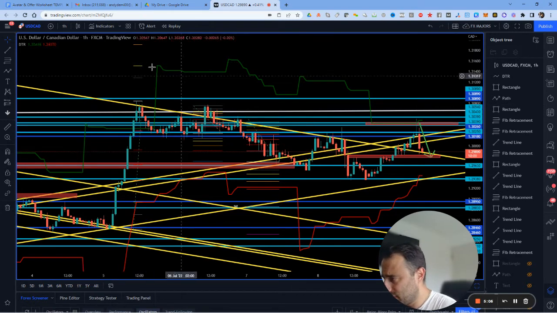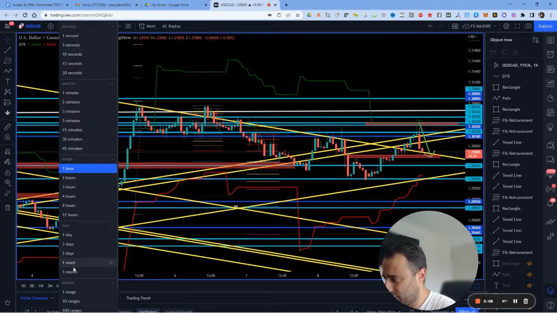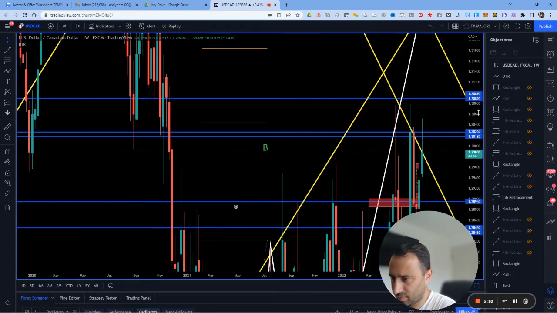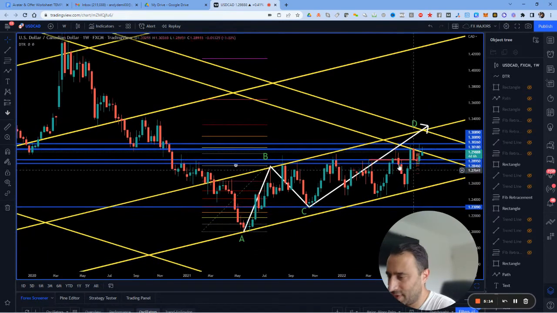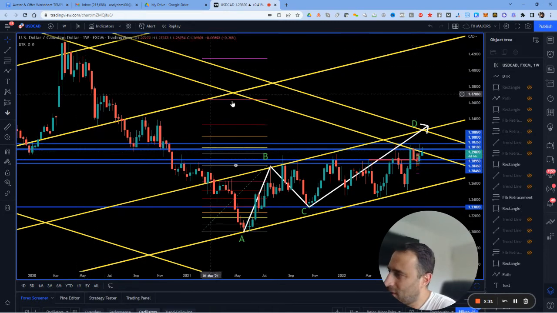So let me go into the higher time frames here. And this is what we're looking at. If you can see here, we've got a really, really strong weekly level. And we've got a market angle.